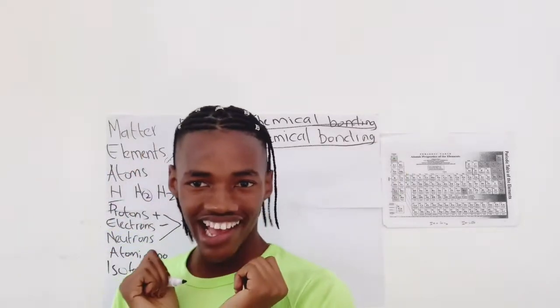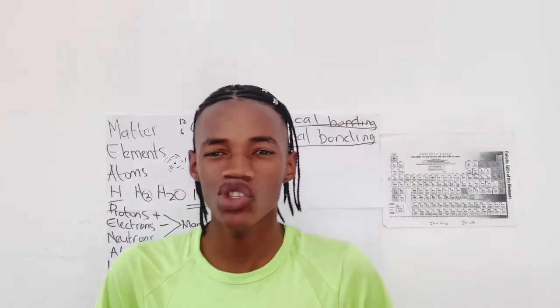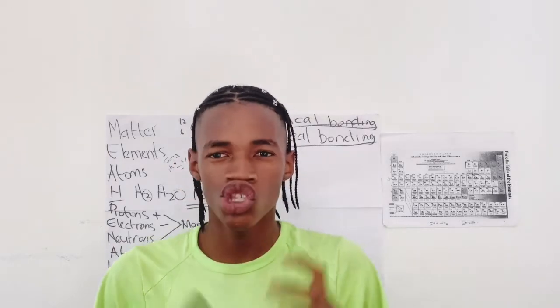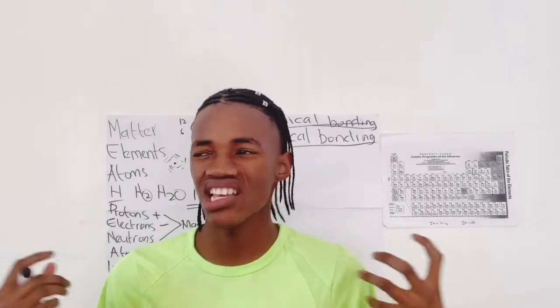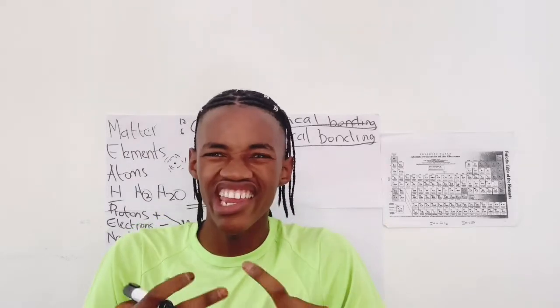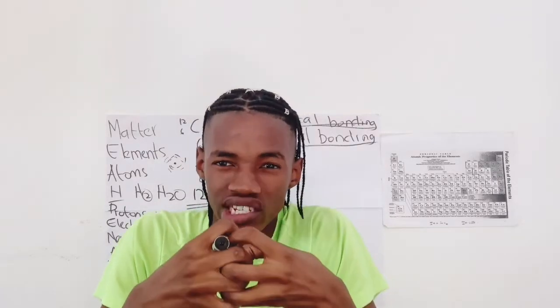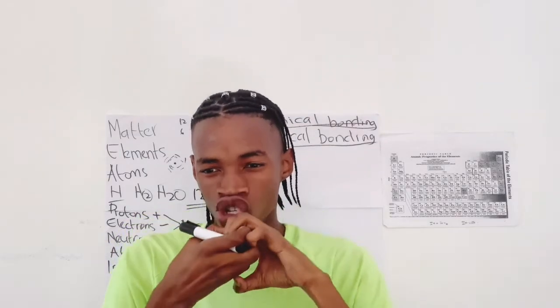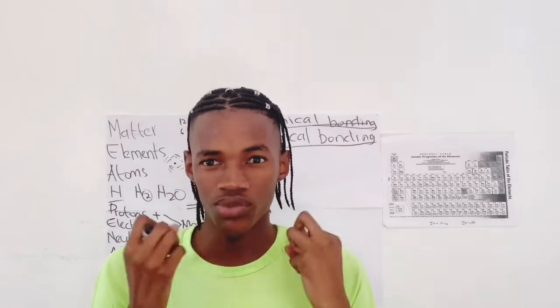Now that's better. We are gonna go into chemical bonding. So a chemical bond is a bond that holds atoms together. It's actually an attraction that holds atoms together. It's just that attraction that holds atoms together.